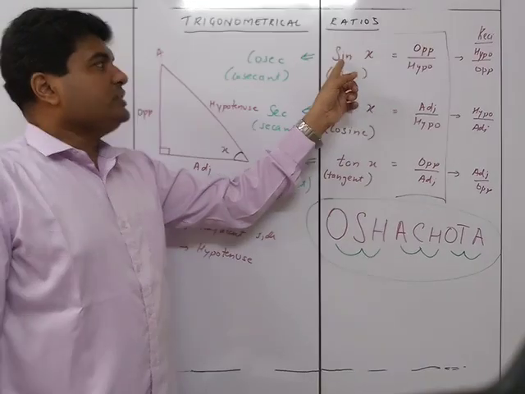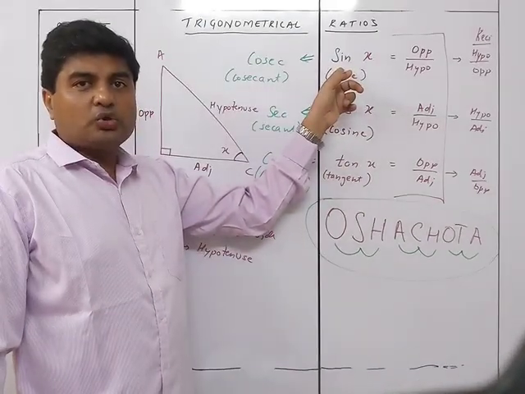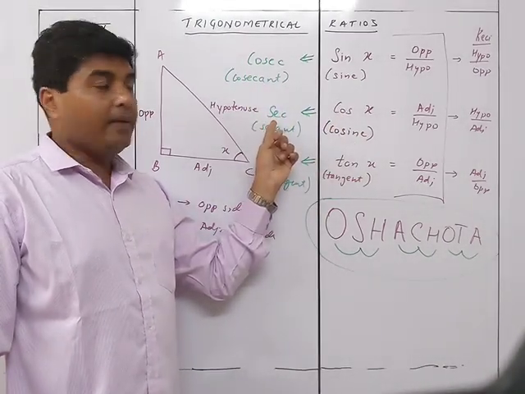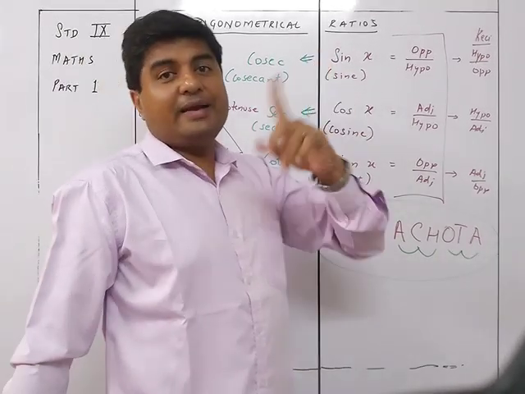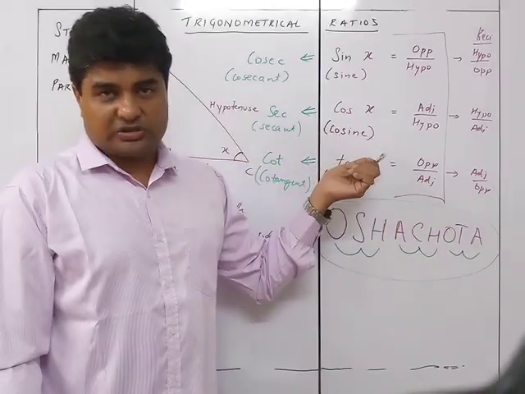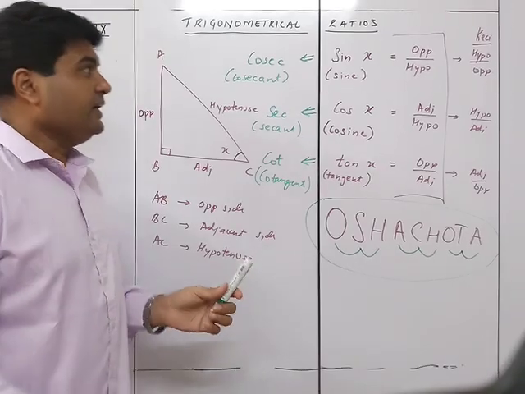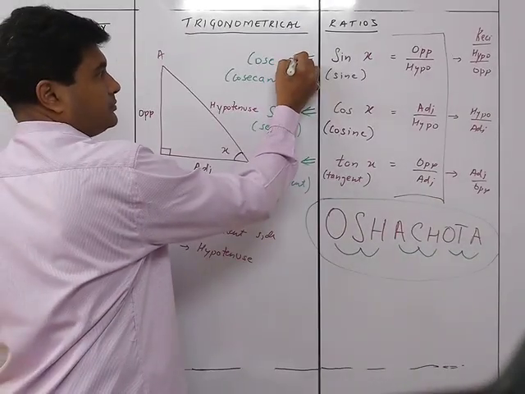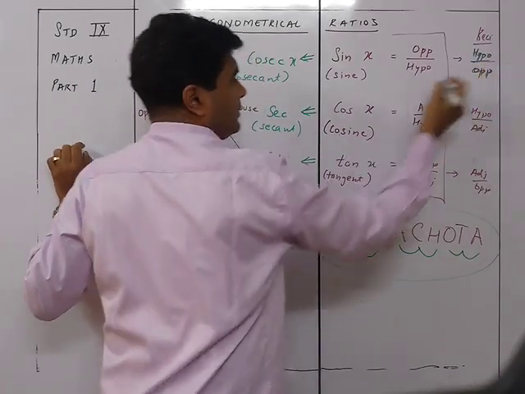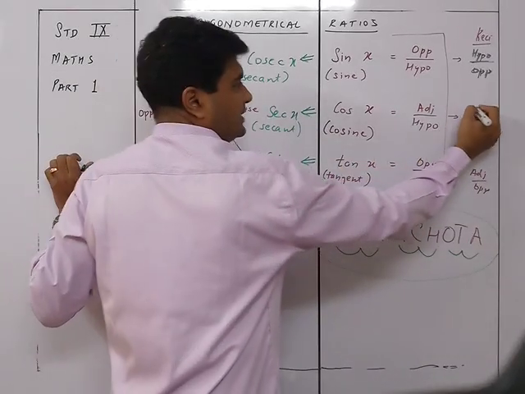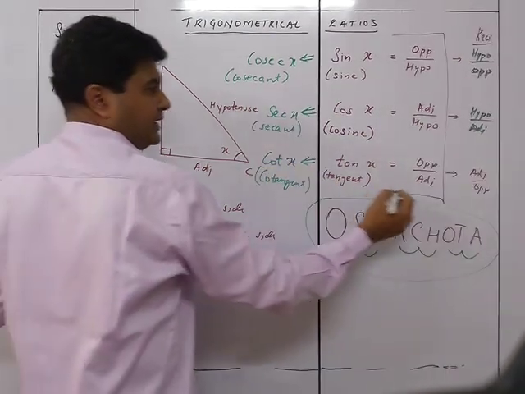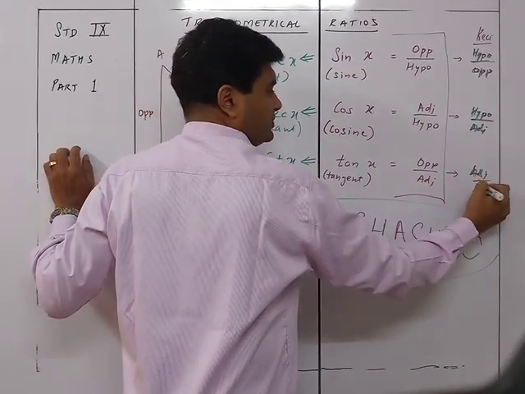Yahan pe kaise hai, jo sine s se chalu hua to uska reciprocal c se chalu hota, aur jo c se chalu hua to uska reciprocal s se chalu hota. Okay, isiliye sine ka reciprocal is cosec and sec is the reciprocal of cos. Understood? So you see that cosec x is equal to hypotenuse upon opposite, sec x is hypotenuse upon adjacent, and cot x is adjacent upon opposite.